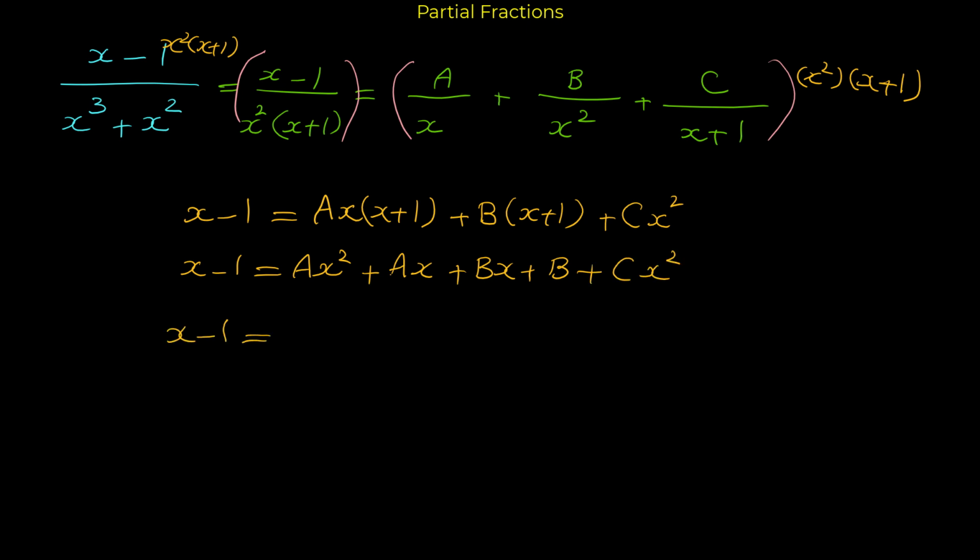Again, we keep the left side. Here we have A x squared and C x squared. We can write it as A plus C times x squared. We have A x plus B x. We can write it as A plus B times x. And at the end we have B. Now we are ready to find A, B, C by equating coefficients of the left side with corresponding coefficients in the right side.